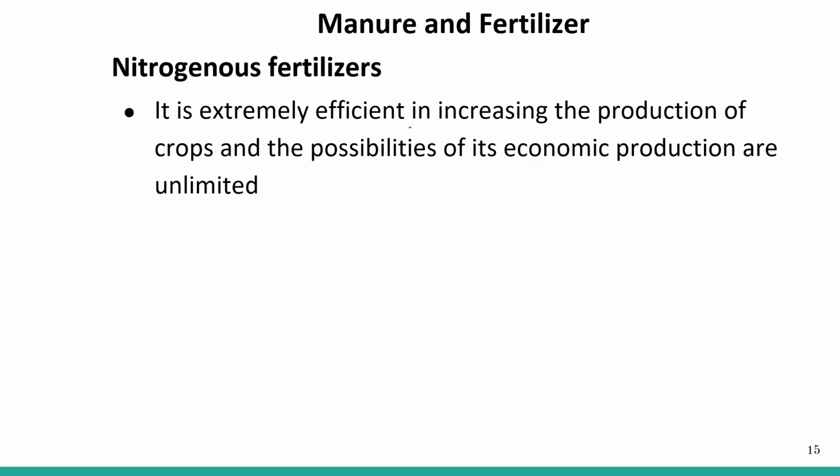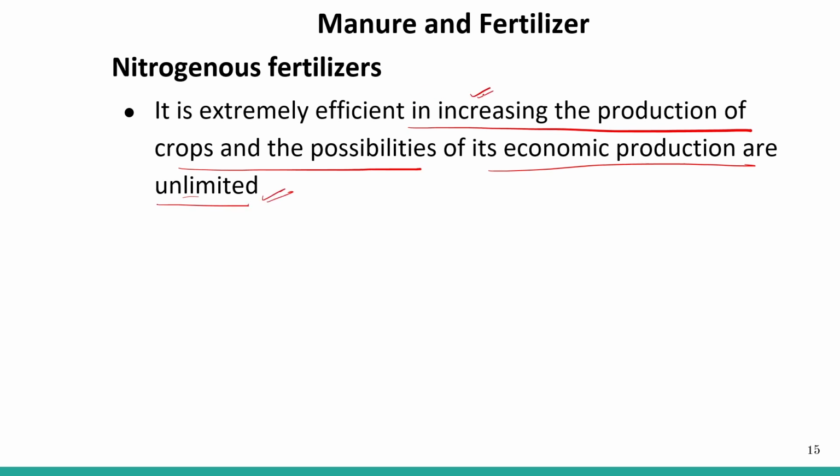It is extremely efficient in increasing the production of the crops, and the possibilities of economic production are unlimited. So this is required to increase our crop yield. That is why we require this, because a good amount of crop and better quality seeds happen only when all the nutrients, basically nitrogen, are present in the soil. So nitrogenous fertilizer helps to increase the production of crops, and in turn it increases economic production, right?